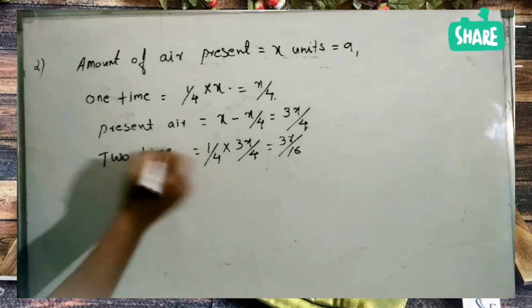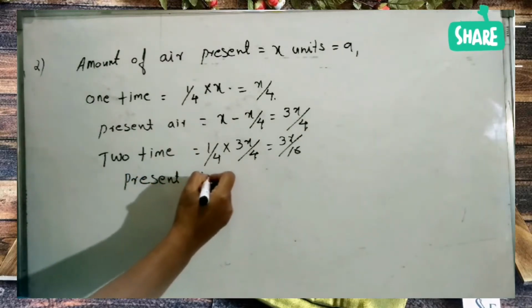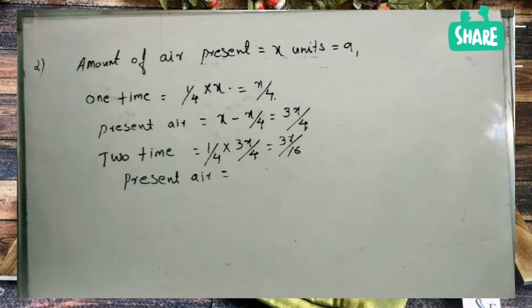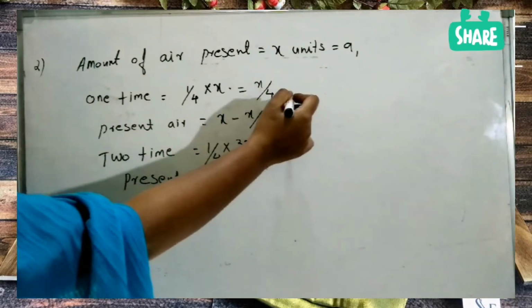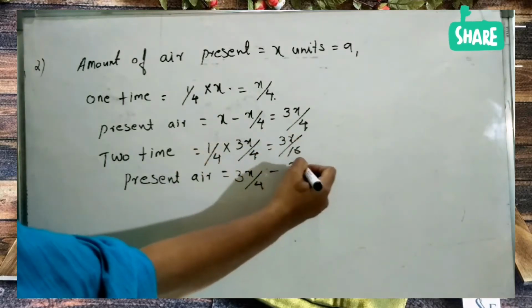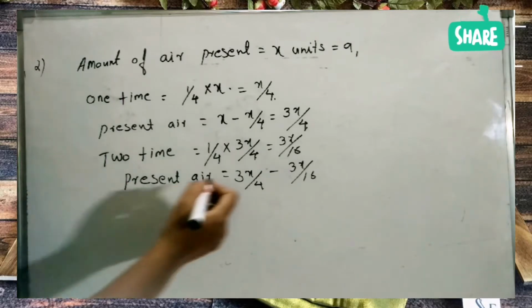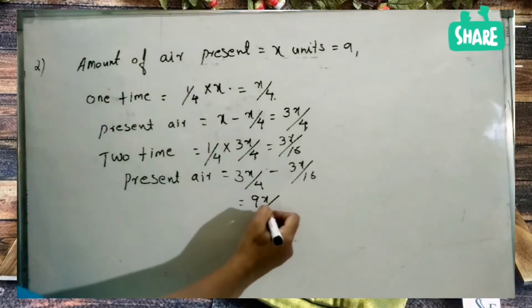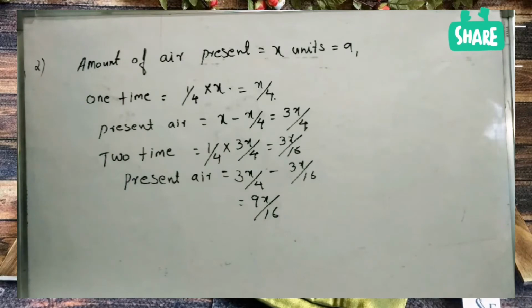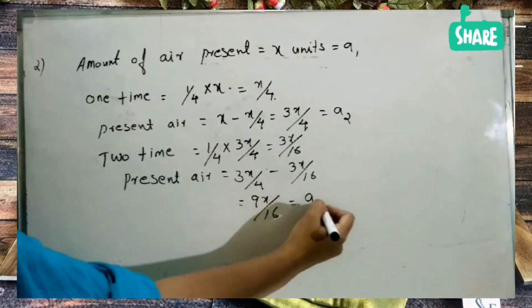So now after that removal, the air present in the cylinder is, this was our amount of air and 3x by 16 units removed. Then the present air is 3x by 4 minus 3x by 16 is equal to 9x by 16. This is our A2 and this is our A3.